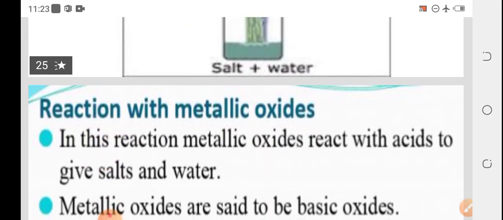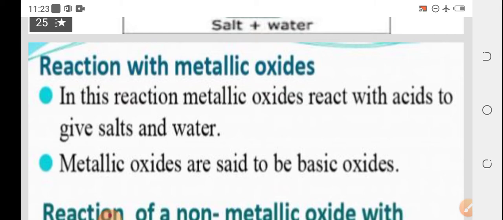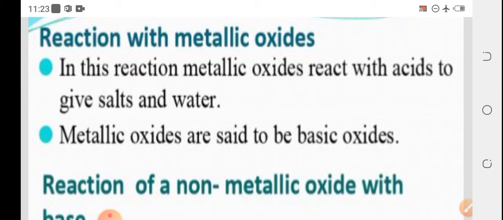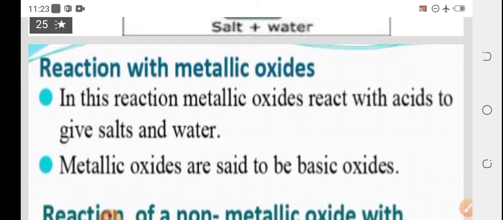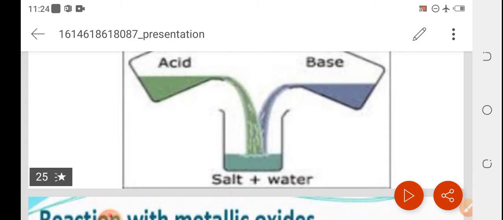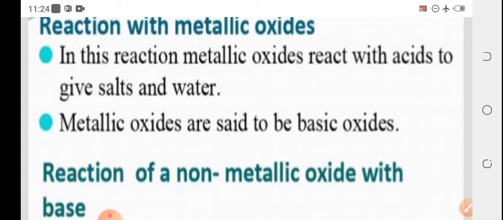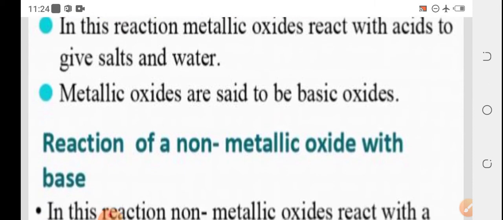And the reaction with metallic oxides. In this reaction, a metallic oxide reacts with an acid to give salt and water. Why is this so? From the previous concept, when an acid and a base react, salt and water are formed. Similarly, when a metal oxide reacts with an acid, it forms salt and water. Now we can conclude that a metal oxide works as a basic oxide.